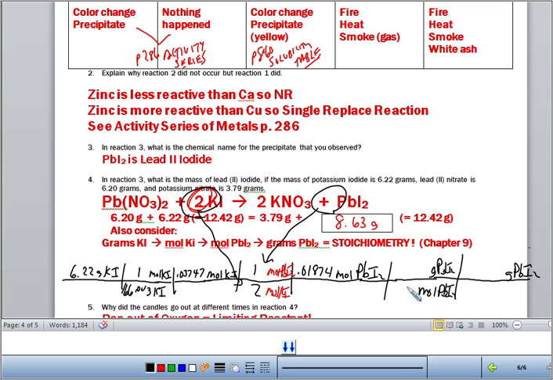Yes? What is the mass of lead 2 iodide? 207.2 plus 126.90 plus 126.90, and I believe it comes out to 461.00, does it not? 461.00 is the molar mass of lead 2 iodide, right? Okay. And so we're going to multiply that by the number of moles of lead 2 iodide we had, and it better come up to the same thing we got here, and it did.